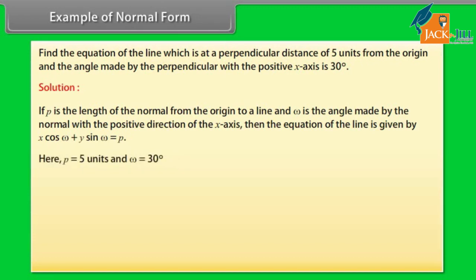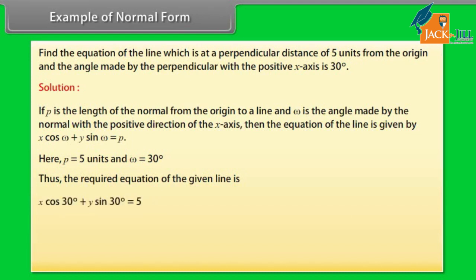Here, p is equal to 5 units and omega is equal to 30 degrees. Thus, the required equation of the given line is x cos 30 degrees plus y sin 30 degrees is equal to 5. It can be solved to x root 3 plus y is equal to 10.